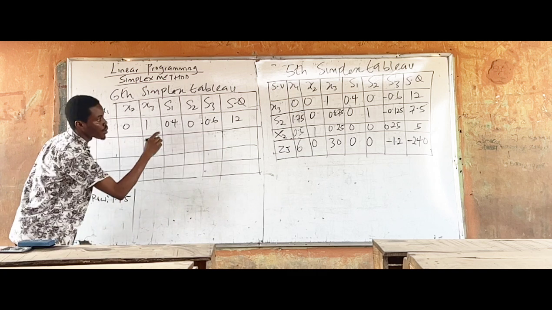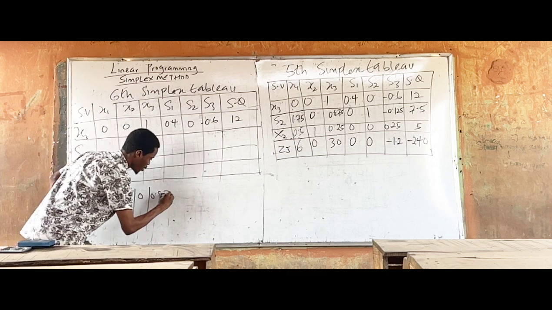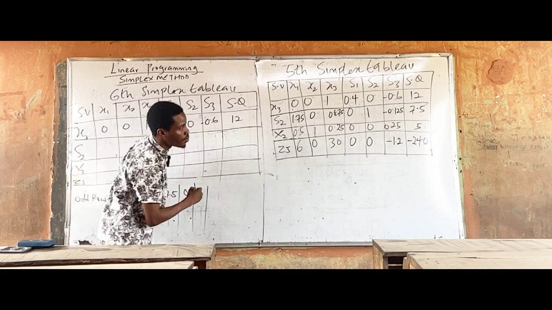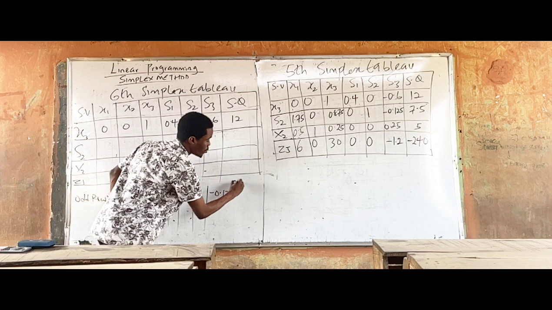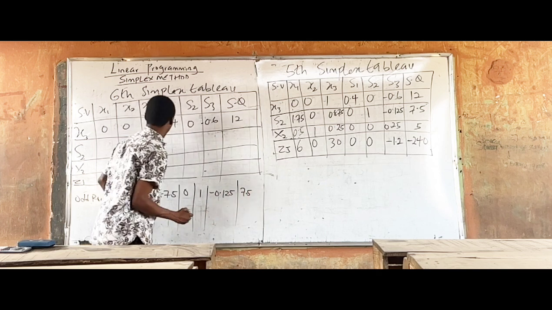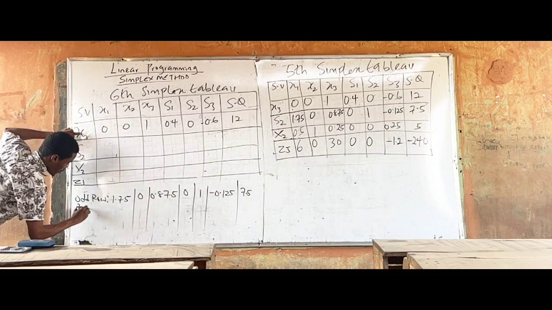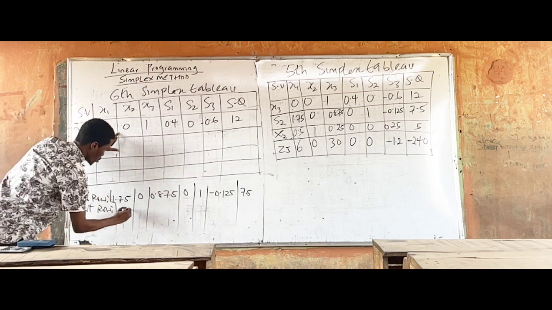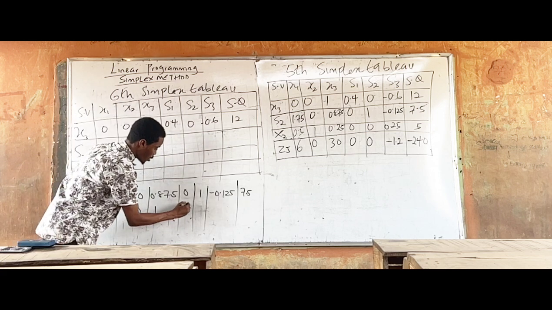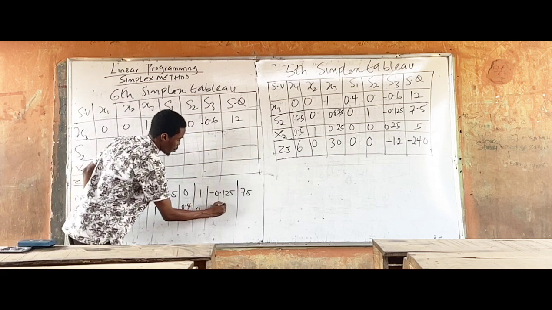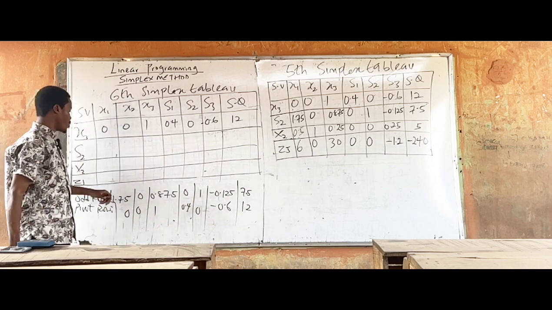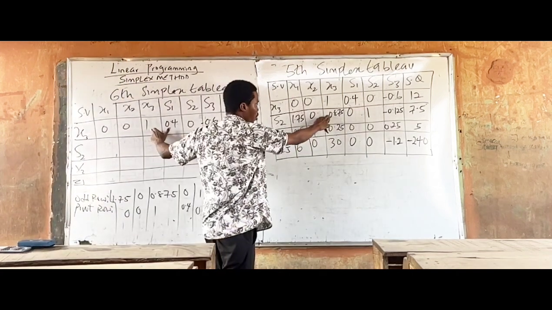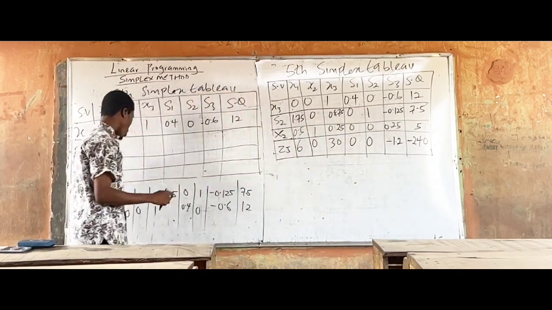1.75, 0, 0.875, 0, 1, minus 0.25, then 7.5. So my pivot row is what? Here it is 0, 0, 1, 0.4, then 0, minus 0.6 and 12. I've got one from here, and this is my pivot element. So I want to make my 0.875 to be 0. I want to make this one to be 0.